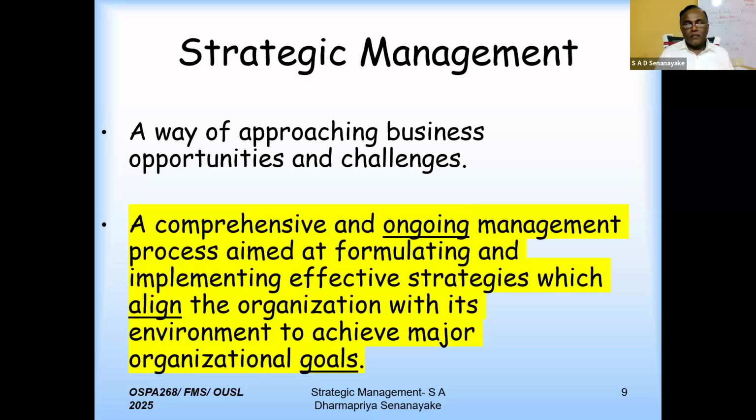So we used to say rolling plans. Okay. Rolling plans: a process aimed at formulating and implementing effective strategies. So it is not just formulating, but implementation as well. Formulating and implementing effective strategies.